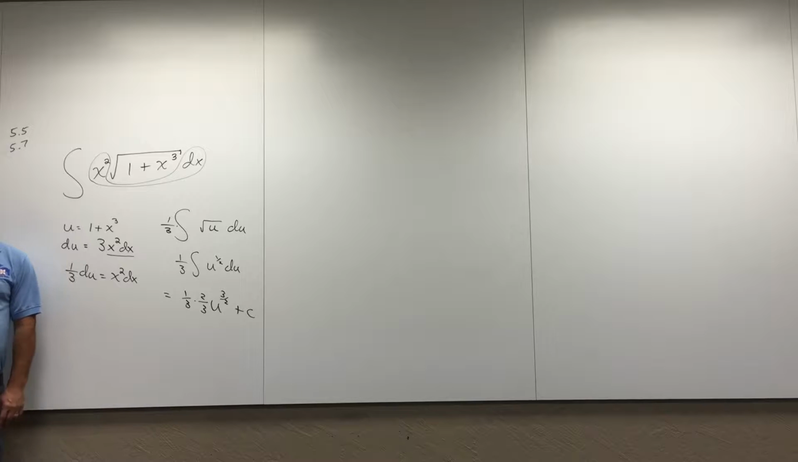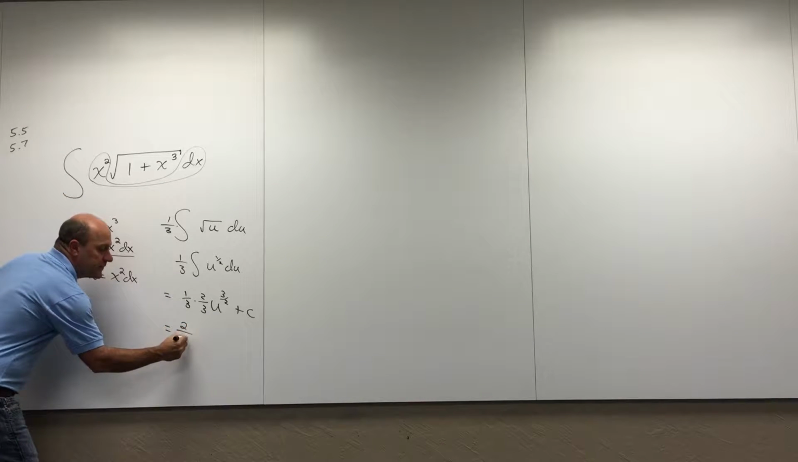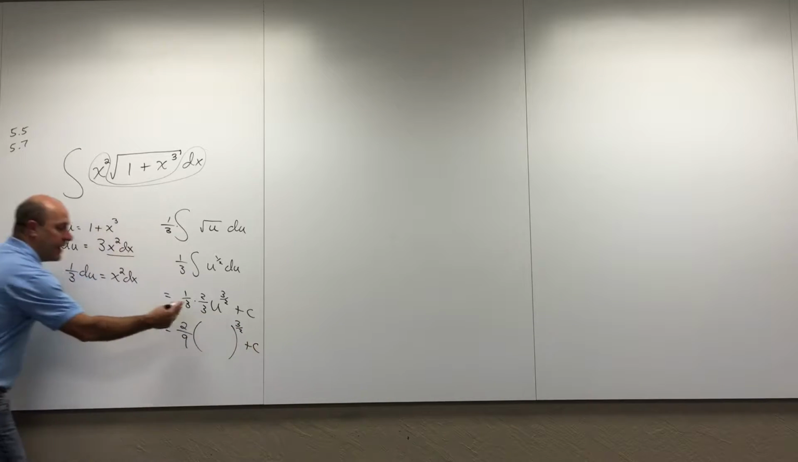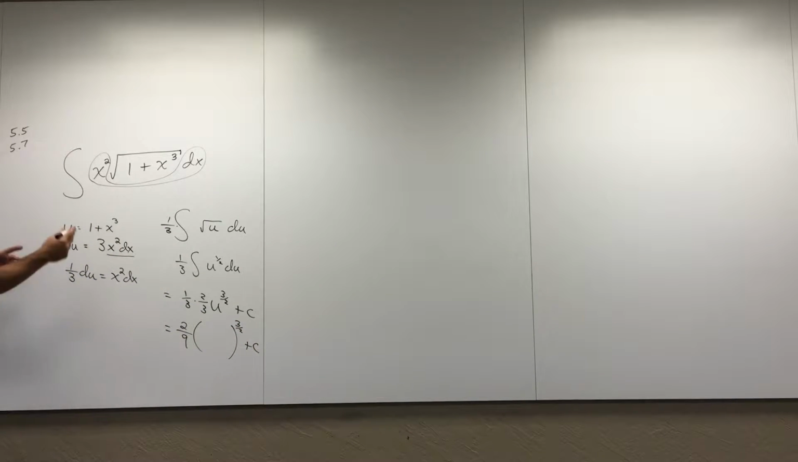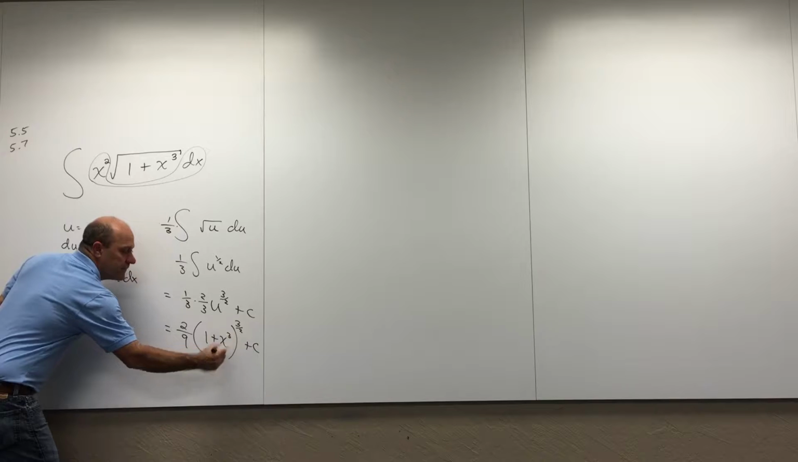And you've got a plus c, and you're finished. You're done, except for one last little thing. You don't leave your answer in u's. U was just a temporary change of variable, so you always go back to the original variable. So this is actually 2/9 of something to the 3/2. Oh, that's my u. 1 plus x cubed to the 3/2.